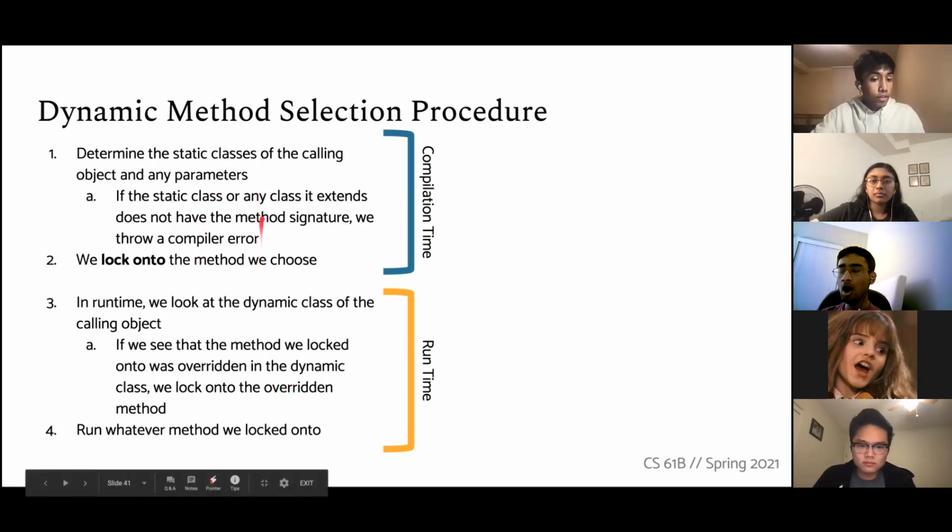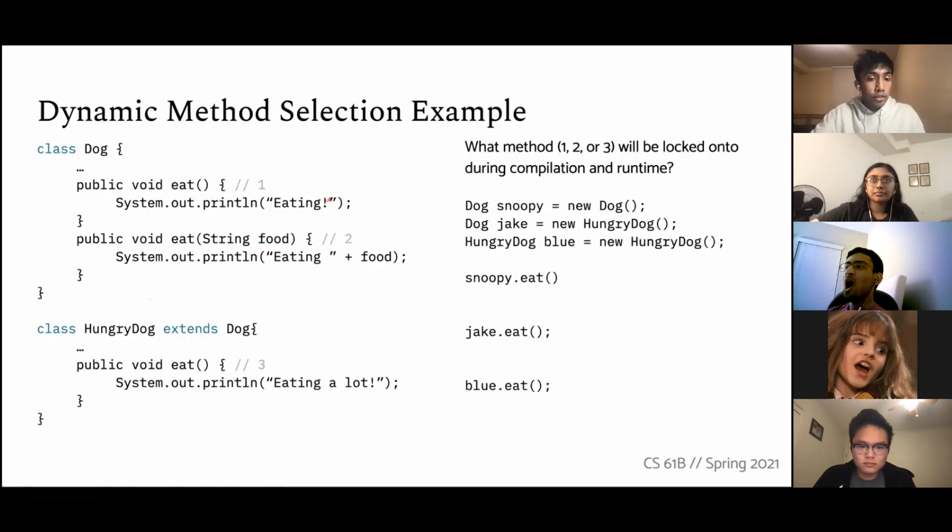This is going to seem a little intimidating, so I have an example here. Going through the steps I just listed, let's figure out what method will be locked onto, like 1, 2, or 3, during compile time and runtime.